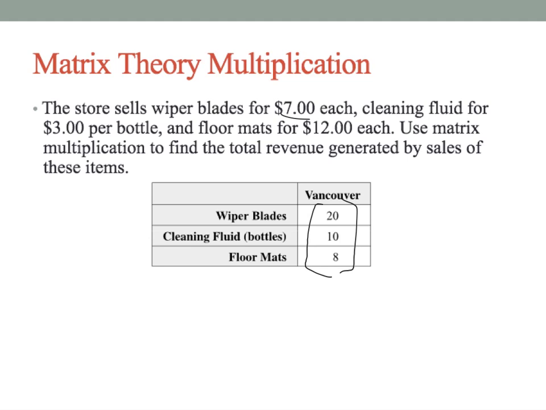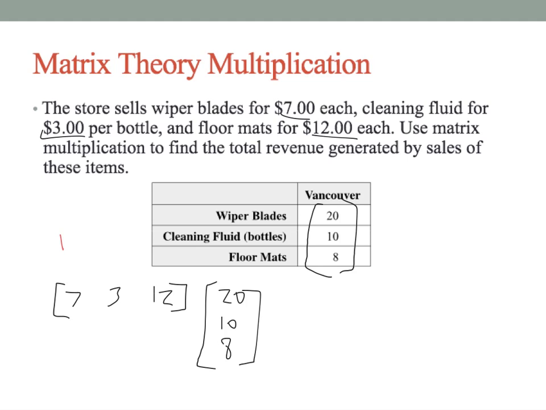So we need to put these price numbers in a 1 by 3 so that we can multiply those together. So, for example, wiper blades cost $7, cleaning fluid is 3, and then floor mats are 12. By setting it up like this, we're going to be able to do the multiplication. So 20, 10, and 8. Because now we have a 1 by 3 and a 3 by 1. So these match up, and then our new matrix in the end, we want a 1 by 1.